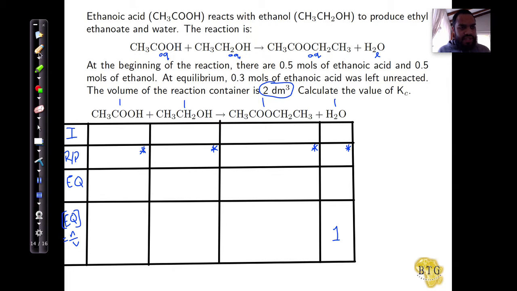So let's see what that does. So let's fill in all the information given. At the beginning of the reaction, there's 0.5 moles of ethanoic acid, so that's 0.5. And 0.5 moles of ethanol. Do they give us anything to say that there's any ethyl ethanoate in the reaction? No. So we assume that there's none of that, and obviously there's none of that as well.